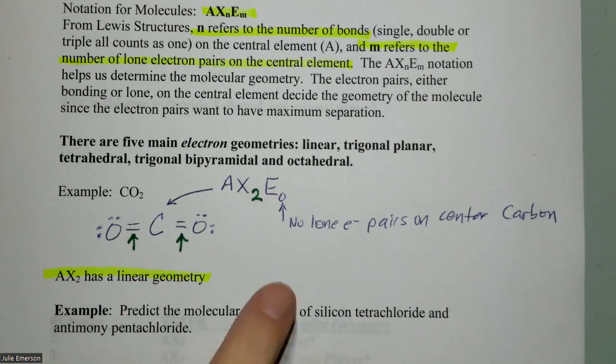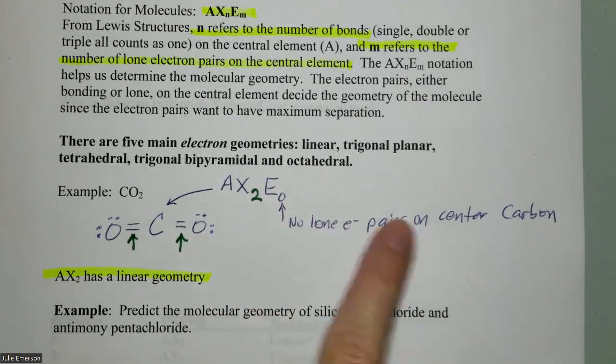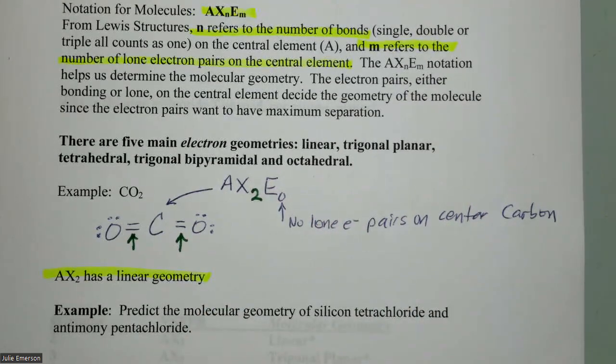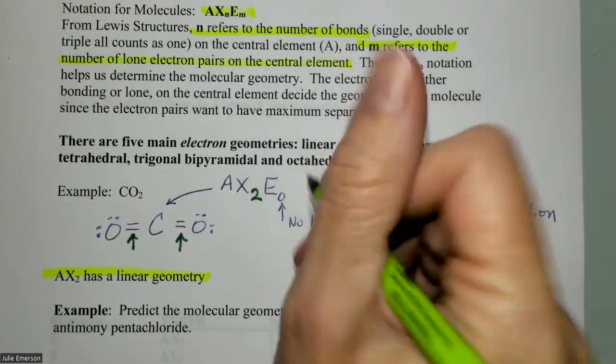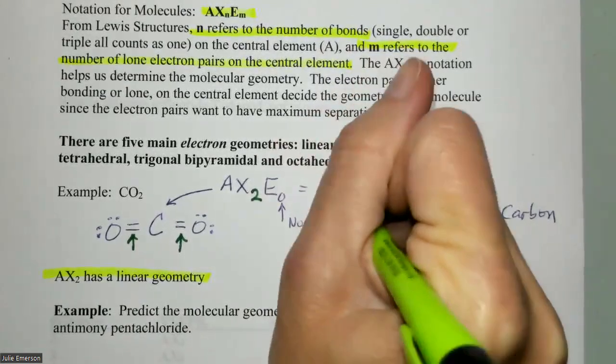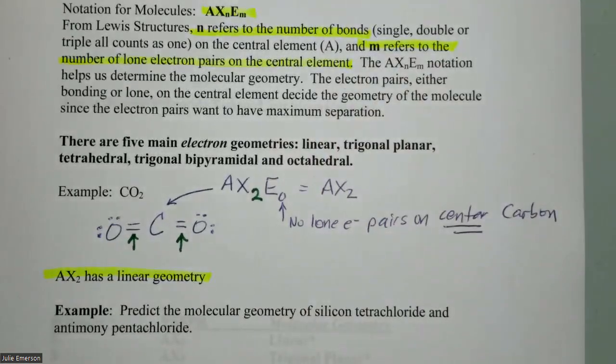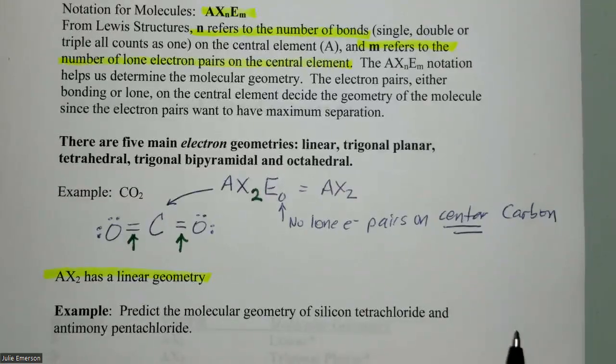It is like I put E0 here just to show you that there's no pairs on the center. We're always looking at what the center element looks like. So normally you would just write this as AX2. You leave the E off unless there's an E that you need to note in the notation. And so that's a linear geometry.